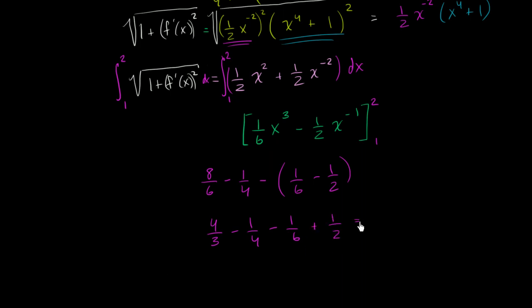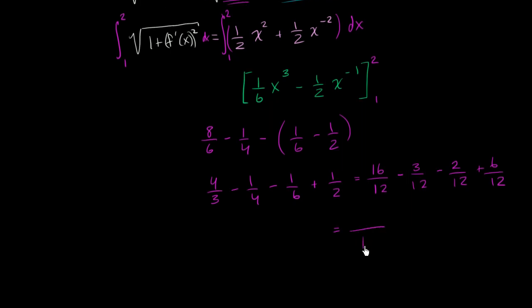Now let's see, the common denominator here would be 12. So 4/3 is 16 over 12, right? Multiply the numerator and denominator by 4. Minus 1/4 is the same thing as 3 over 12. Now this is minus 2 over 12. And then we have plus 6 over 12. And so this is going to be equal to, I think we deserve a little mini drum roll right over here. So 16 minus 3 is 13, minus 2 is 11, plus 6 is 17.